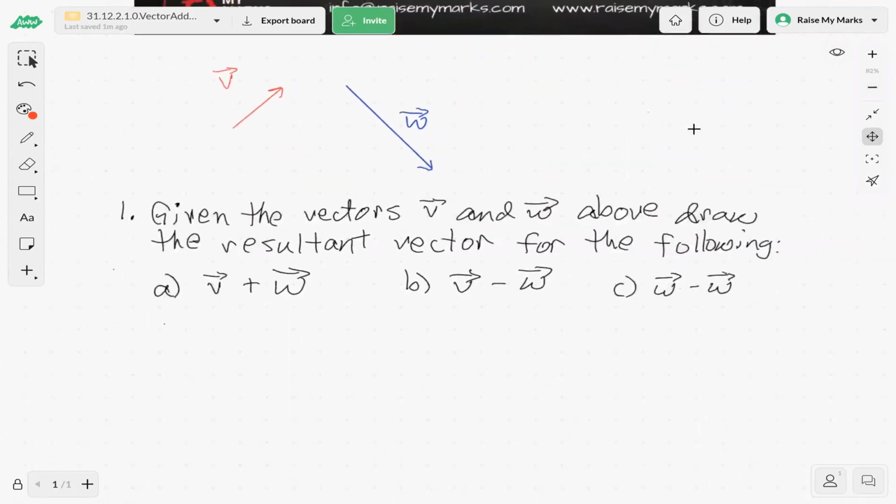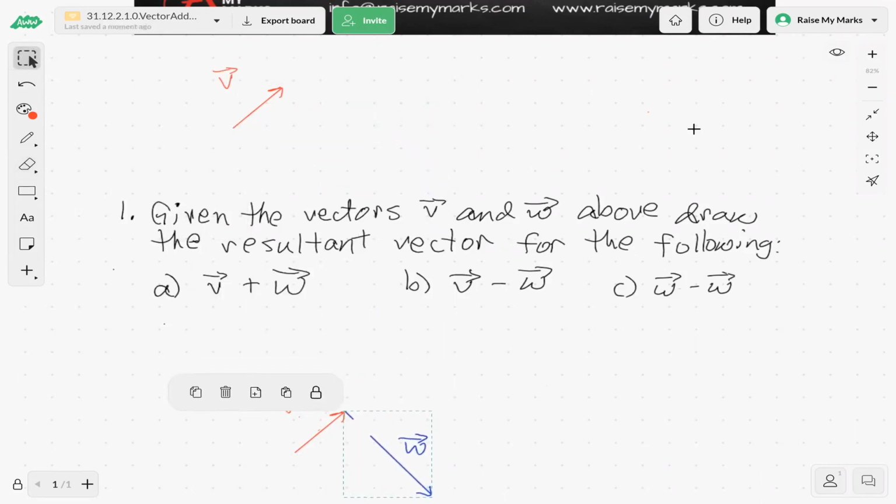Okay, so we have this little vector v. Let's see how we can do this. Let's make a copy. I'll put it down here. Oh, it's a bit of a mess. Okay, let's try it again. We're going to make a copy, bring it down here, and that's our v. And we're going to make a copy of our w and bring it down here.